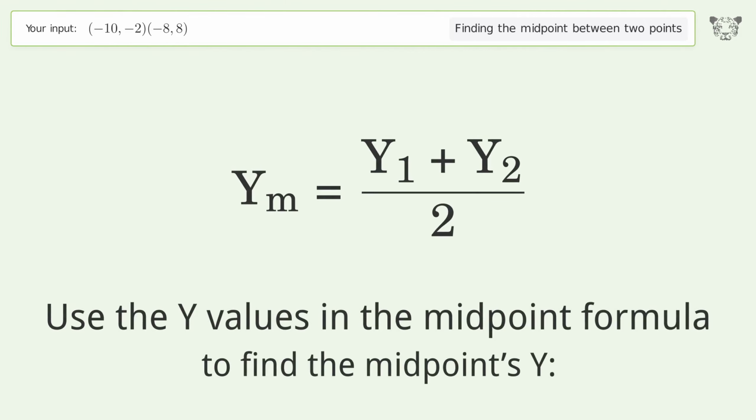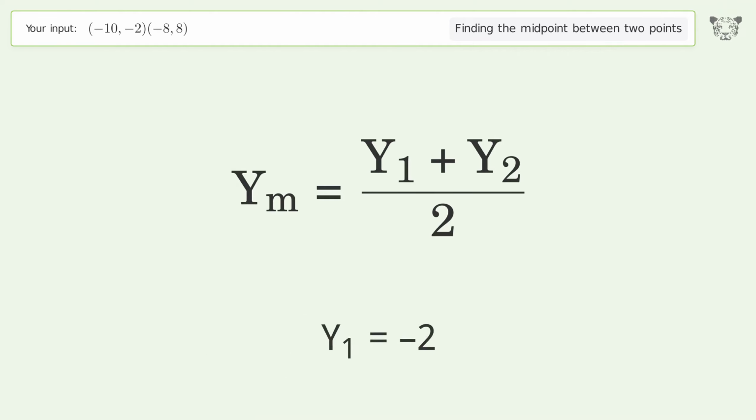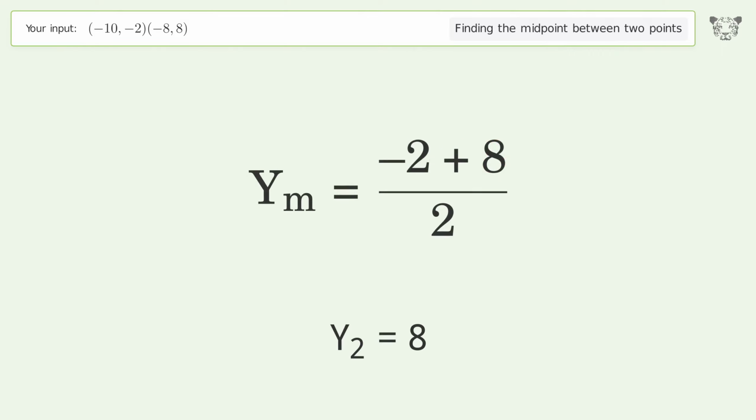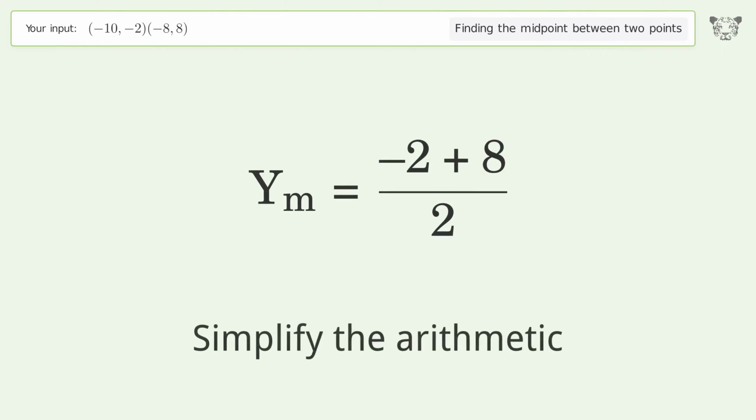Use the y values in the midpoint formula to find the midpoint's y. y1 equals -2. y2 equals 8. Simplify the arithmetic.